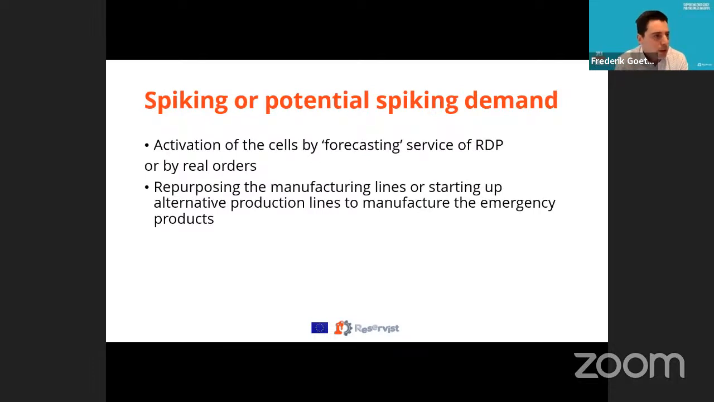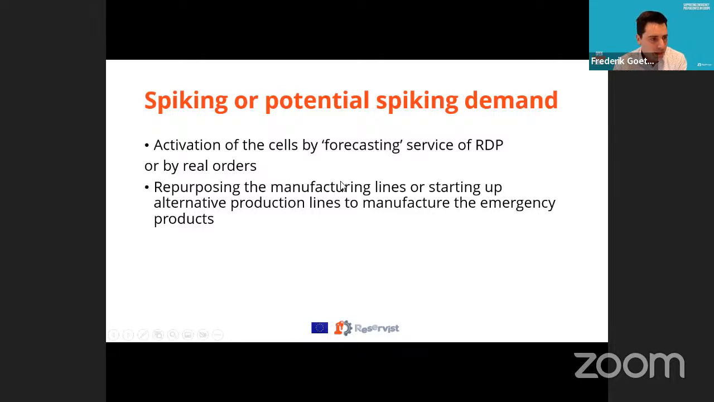Then we have a spiking or potential spiking demand, so kind of active mode. And when that is the case, the cells are activated, and that can be done by the forecasting service of the digital platform. So meaning, okay, emergency happened, and we knew from our databases and our forecasting model that there's a need for a certain type of medical product. We can already think of starting up the production to make sure that we can supply it to the end user. Of course, if there's a real order, the cells are also activated.